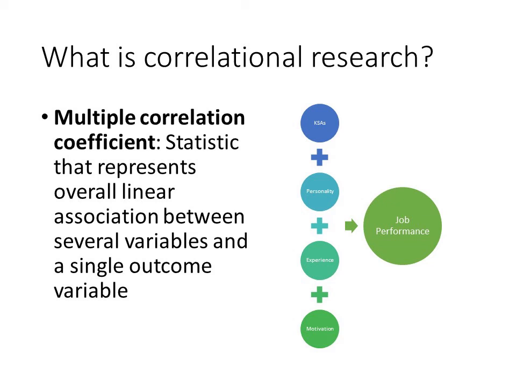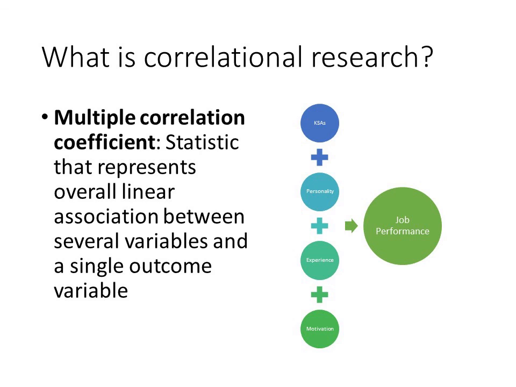Sometimes IO psychologists are interested in the relationship between a collection of variables called the predictors and a single criterion. For example, in order to predict which job applicants will be the best performers so that we can hire them, we might measure their KSAOs, their knowledge, skills, abilities, and other characteristics, as well as their personality, their experience, and their level of motivation. We can combine those variables in order to predict who will have the highest job performance in the future. The coefficient that we get is called a multiple correlation coefficient because there are multiple predictors that we're attempting to match with the criterion.